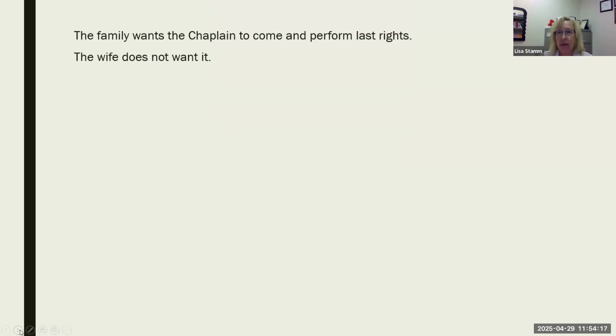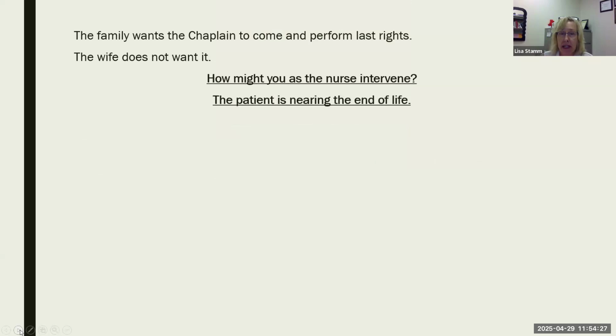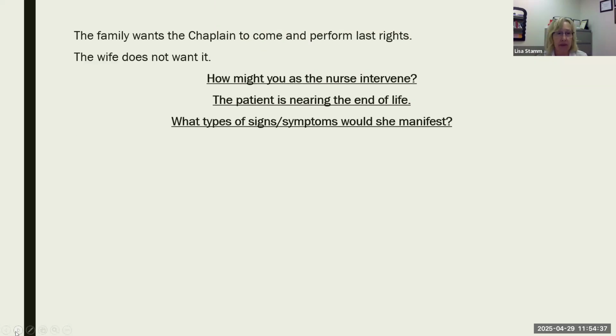The family wants the chaplain to come and perform last rites. The wife does not want it. How might you as the nurse intervene? We talked about that. The patient is nearing the end of life. What signs and symptoms would she manifest? What are you going to expect to see from her as she's nearing the end of life?